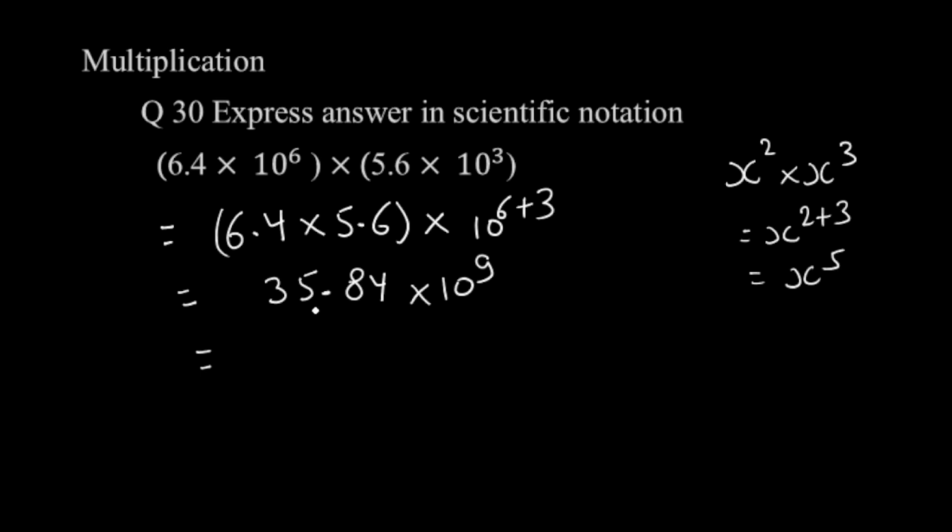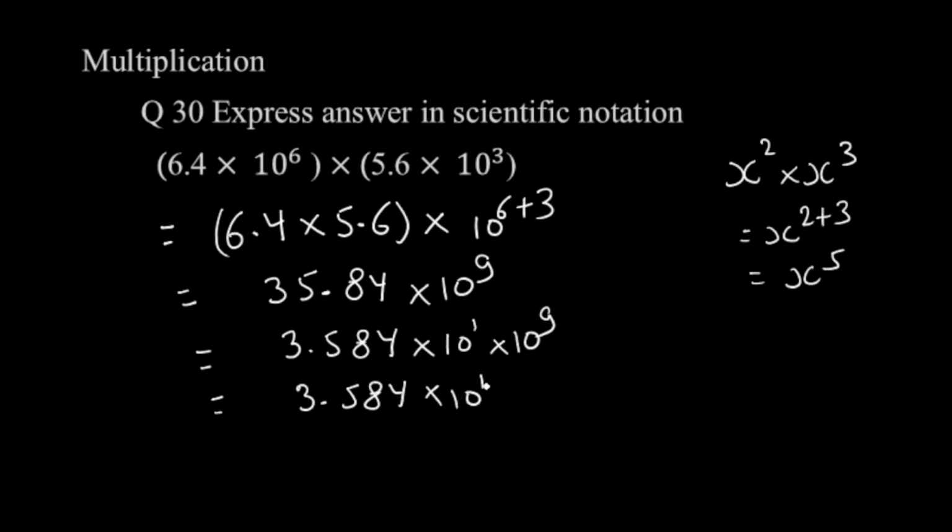But this is not correct scientific notation form. We have to move one unit left. That means 3.584 multiply 10 to the power 1 multiply 10 to the power 9. 3.584 multiply 10 to the power 1 plus 9. 3.584 multiply 10 to the power 10. This is the correct scientific notation form. Now move to the next question.